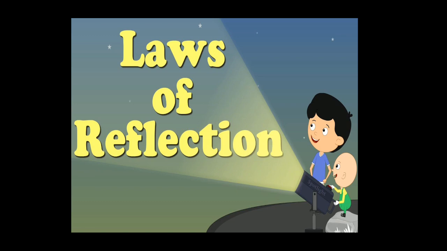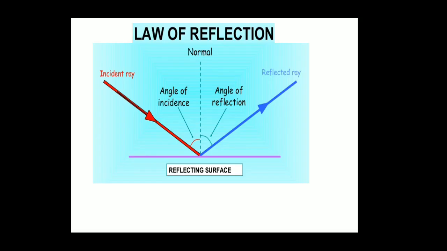So with this knowledge, we have to study what the laws of reflection are. The second point for us is laws of reflection. Have we seen this diagram already? Yes, the violet one is the reflecting surface, the red one is the incident light, the blue one is the reflected light, and the black dotted line is the normal.